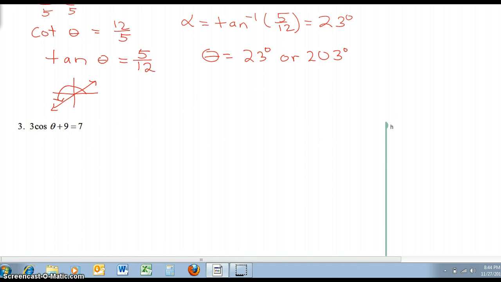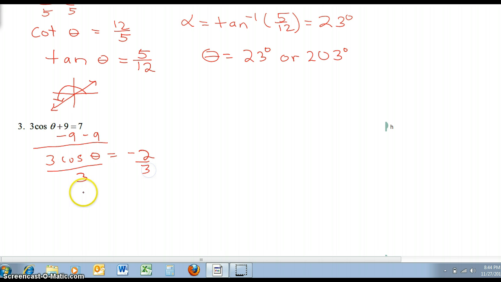Okay, the next one, again, it's not isolated, so I'm going to start by subtracting 9 from each side. And I get 3 cosine of theta equals -2. Now I'm going to divide by 3. So I get the cosine of theta is equal to -2/3. So since the cosine is negative, I know it can't be in the first or the last quadrant, so it must be in the second or the third quadrant.